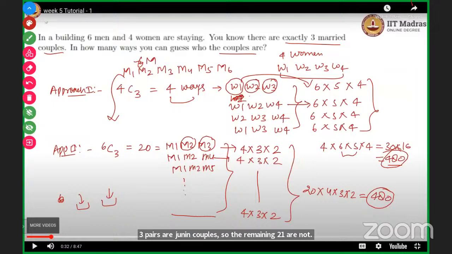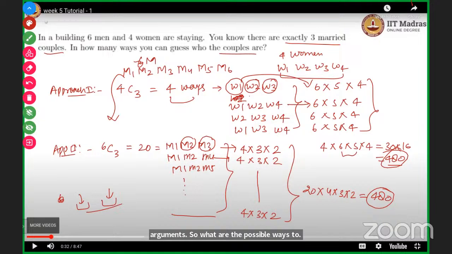See, in 6 into 4, what you are doing is just counting one man and one woman, as per your thought. Once we know the answer, we understand this approach. But when we don't know the answer, the first thing that comes to mind is: there are 24 pairs, and only three are genuine. So what are the possible ways to identify those three out of 24?